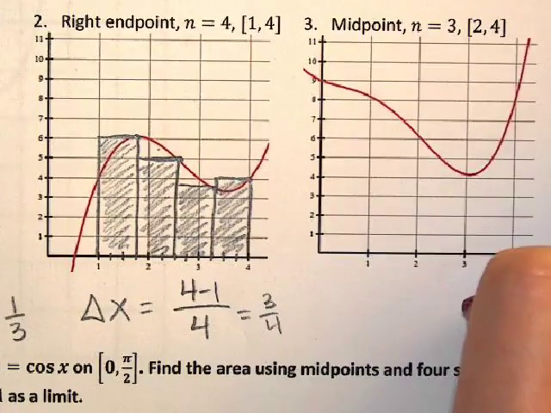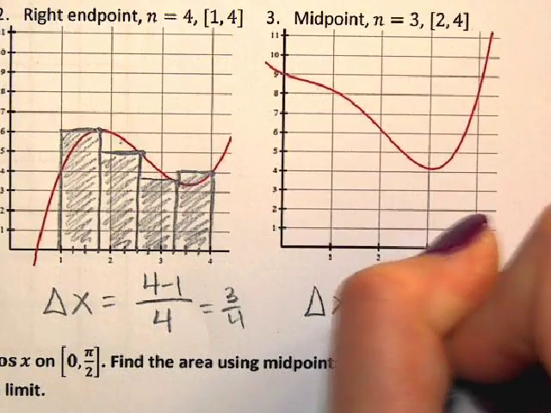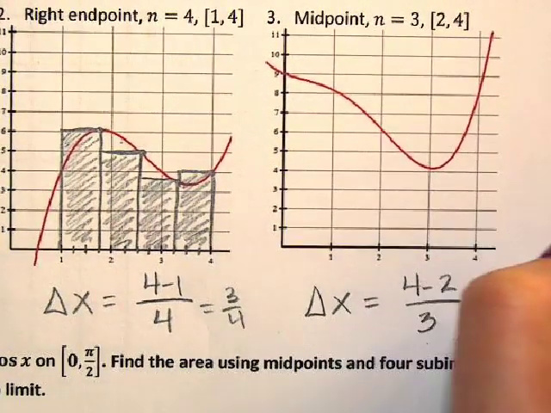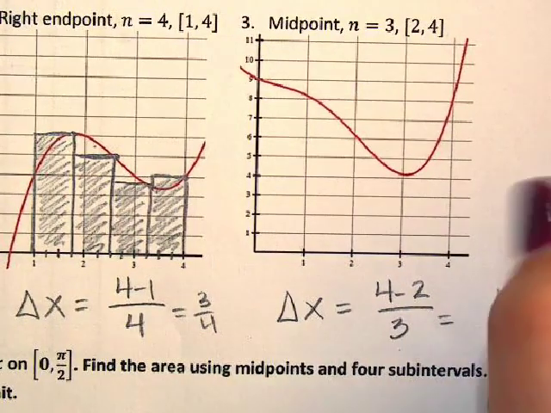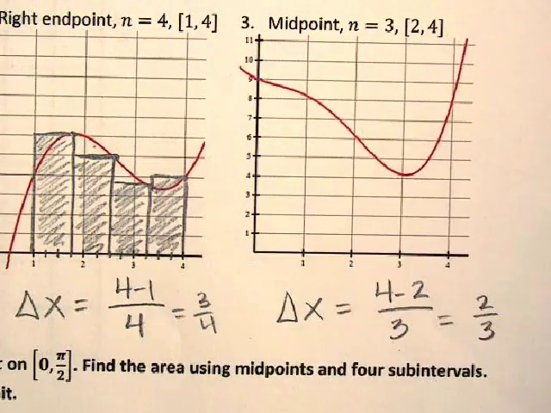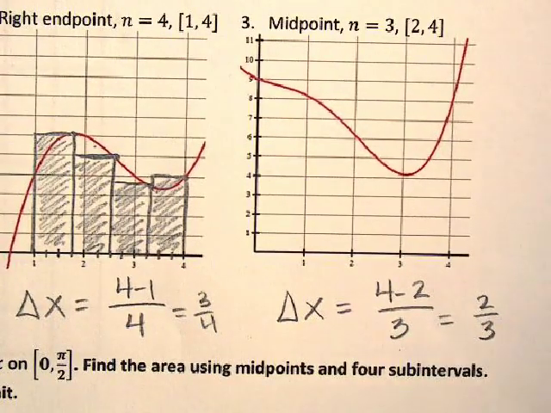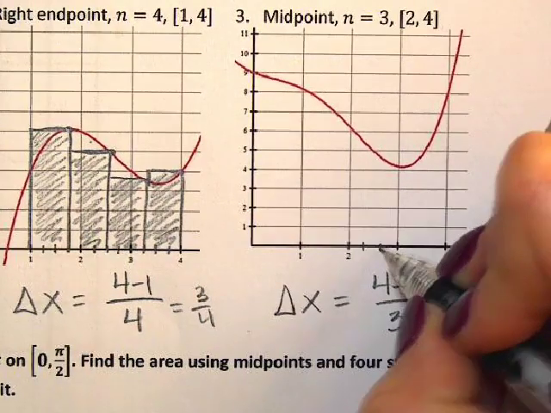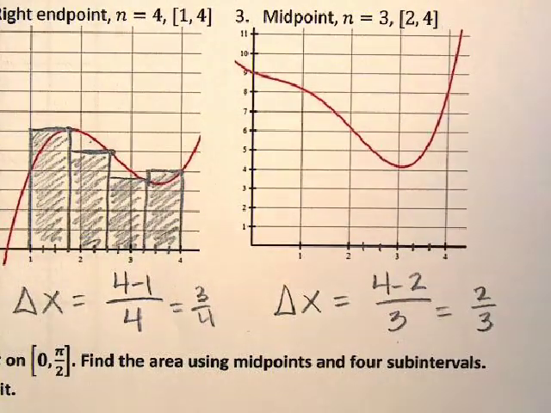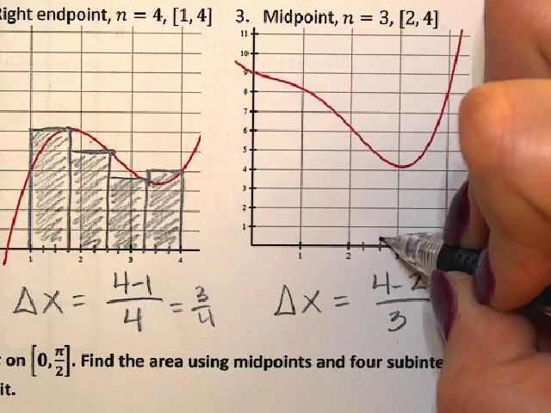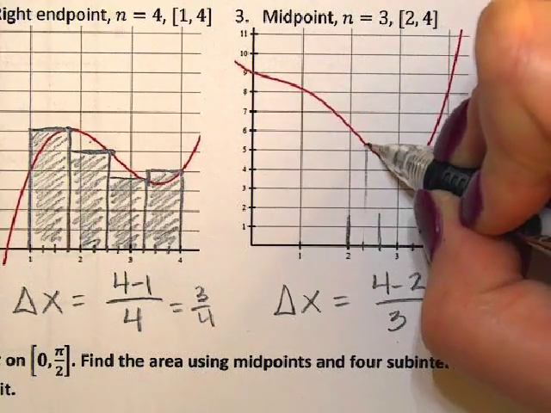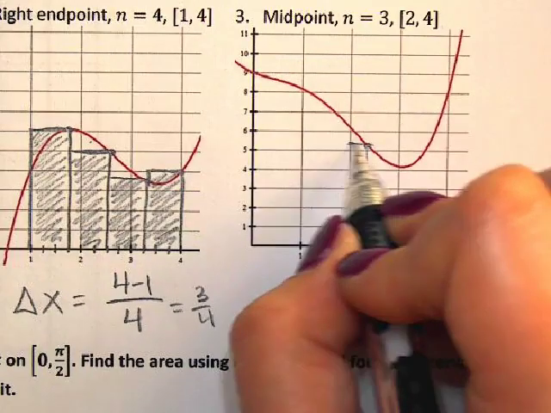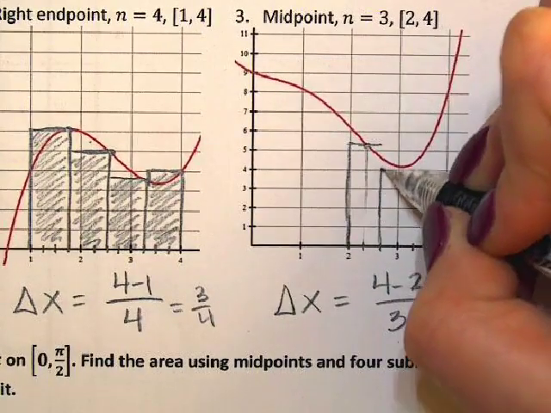Okay. And then for the last one, it says midpoint. So we're going to say delta x is 4 minus 2 divided by 3. So 2/3, starting at 2. All right, so 2/3, and this time we're doing a midpoint. So even though this is going to be the ends of my rectangle, I'm actually going to go up using the midpoint, because that's what's going to determine the height of my rectangle, the middle of the rectangle instead of the left side or the right side.